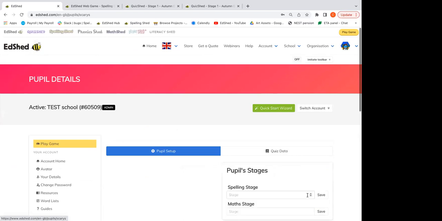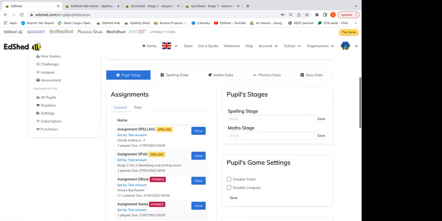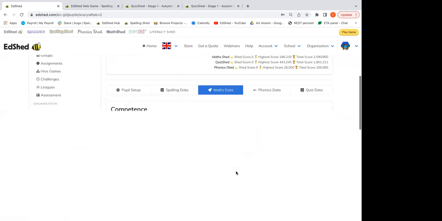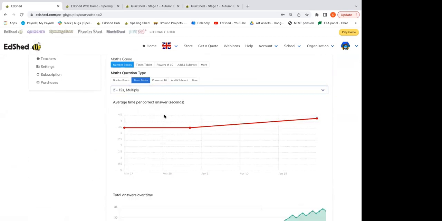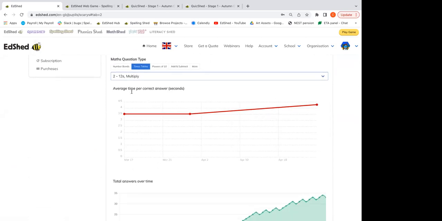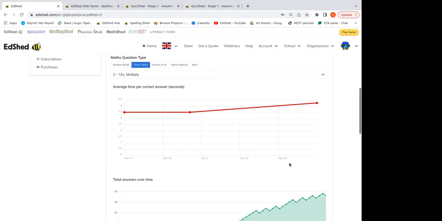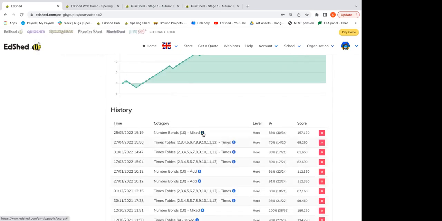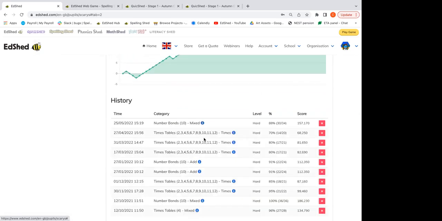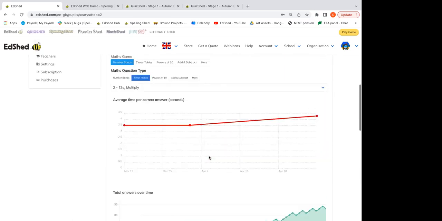Okay, so if you click View Pupil, you can then see the different maths data. If we go into there, we can see things such as, if I've given them times tables, the 2s to 12s multiply for example, you can see their progress over a particular amount of time. This is just my test account. I've actually got slower per second per answer, but the total answers over time has increased, and you can see the history of this child and what they have played and their exact answer. And you can see the answers for the quiz questions here too.